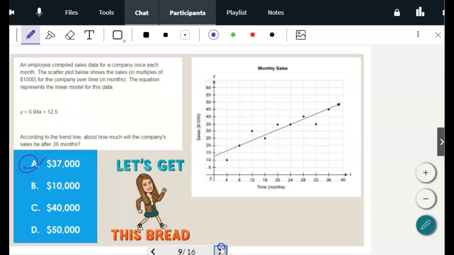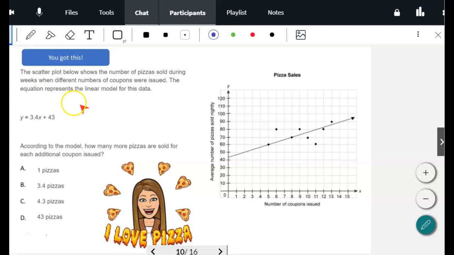And our next one. The scatter plot shows the number of pizzas sold during weeks when different numbers of coupons were issued. The equation represents the linear model for this data. So plus 43, it's right here, that's the number of pizzas sold when they started it, and then as they had the coupons, there was an increase over the number, because of the number of coupons issued. According to the model, how many more pizzas are sold for each additional coupon issued?